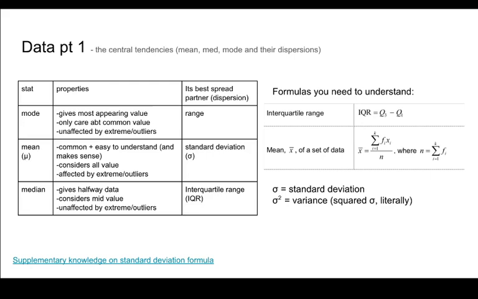And there's also this thing called variance, which is the square of the standard deviation. If you want to know why it's the square, you can just watch the supplementary knowledge video that I added. But basically you just need to know that it's the square version. And you should also know how to calculate the mean and the interquartile range. It's in the formula booklet, so you should already understand and know them.